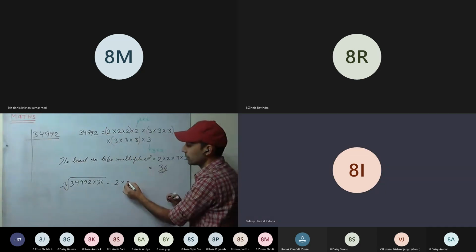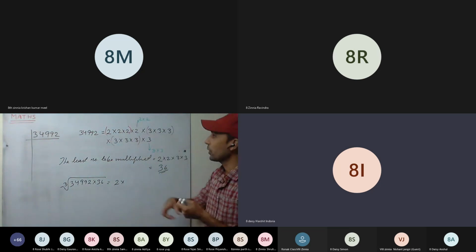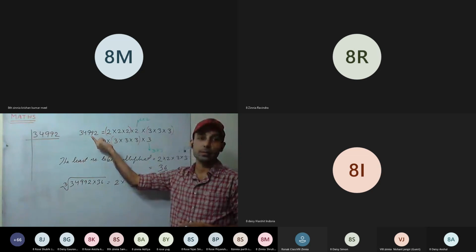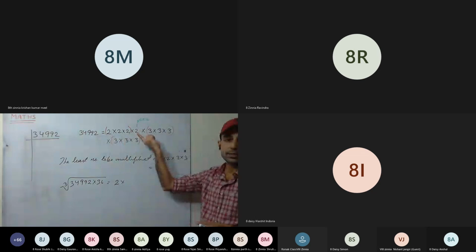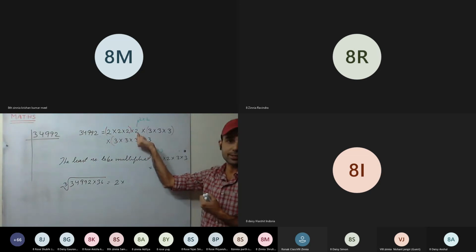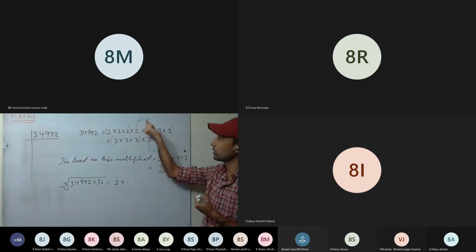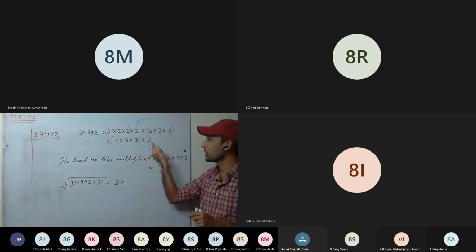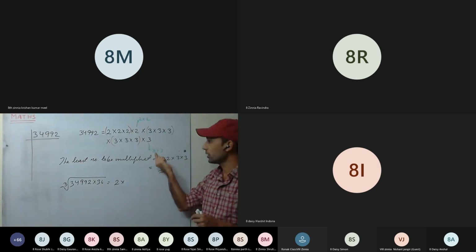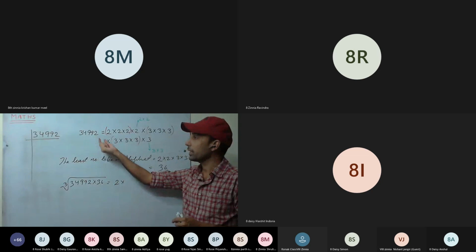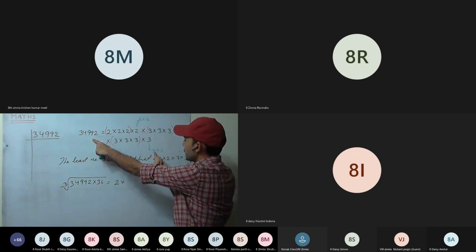Sir, how did 36 come? Okay, tell me by what number it must be multiplied so that the product becomes a perfect cube. Triplet of 2 is there. One triplet we have. This 2 is a single. We need a triplet. So it must be multiplied by 2 into 2 so that we can have the triplet of 2. As well 3 is single, we must have the triplet of 3. So it must be multiplied with 3 into 3. That means it must be multiplied by 2 into 2 into 3 into 3.